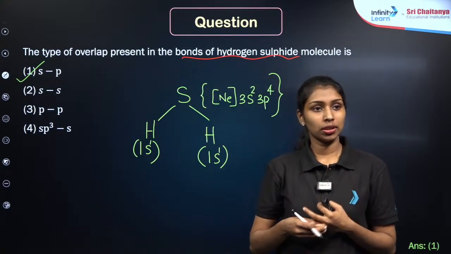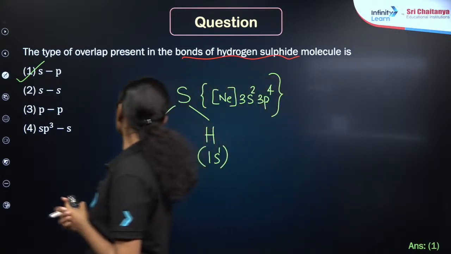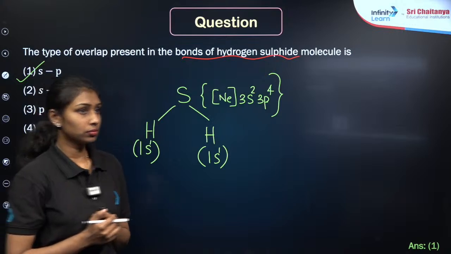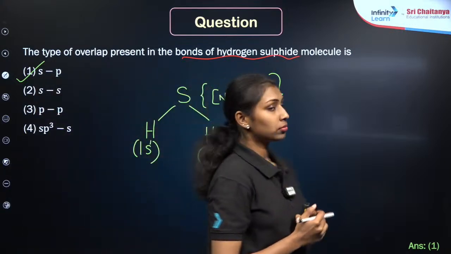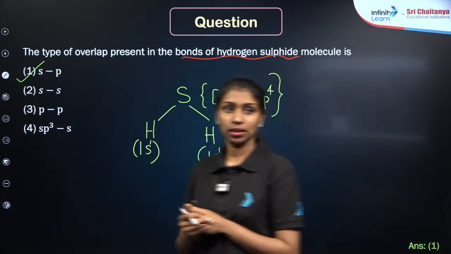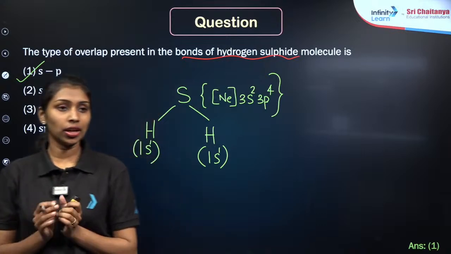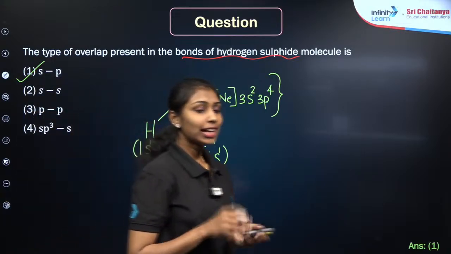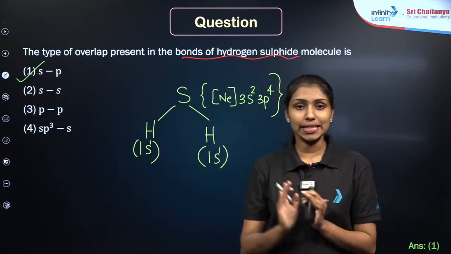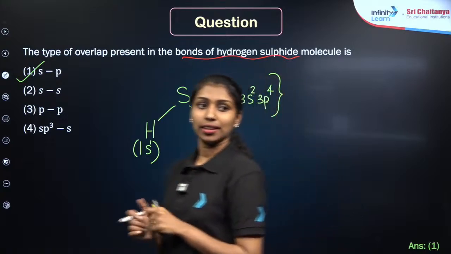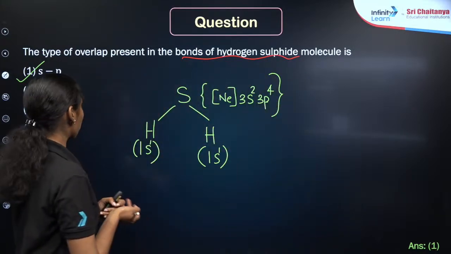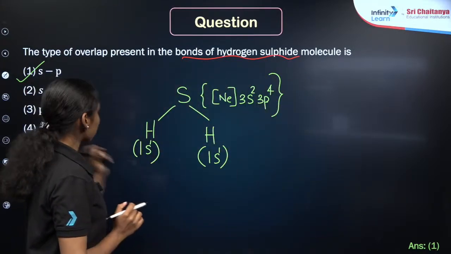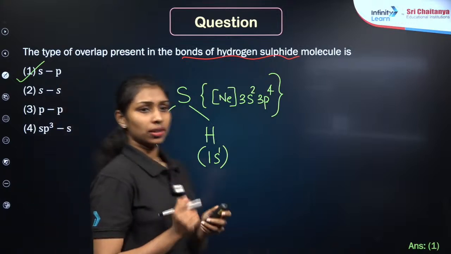Clear? Okay, Aryan, I will discuss in detail about the sp3 hybridization, then you will get the answer for this, right? In the next session, tomorrow, why it is not sp3 s orbital overlapping. Clear?